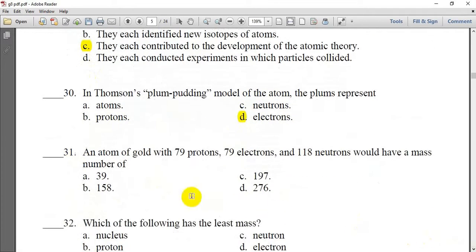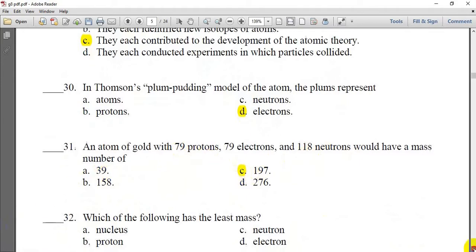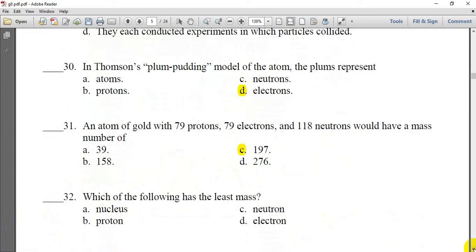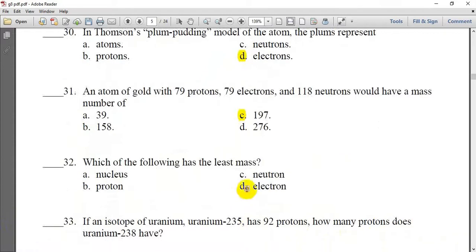Question 31. An atom of gold with 79 protons, 79 electrons, and 118 neutrons would have a mass number of what? The mass number is the number of protons and neutrons. So protons and neutrons together will be 197. Next question, which of the following has the least mass? The least mass in the atom is the electrons.